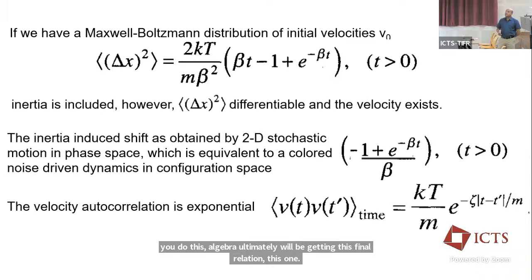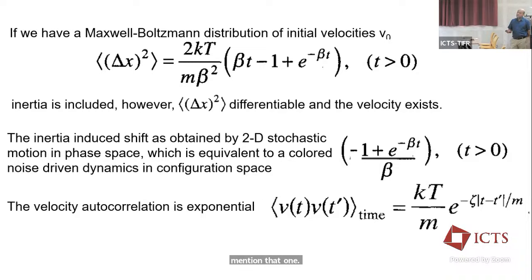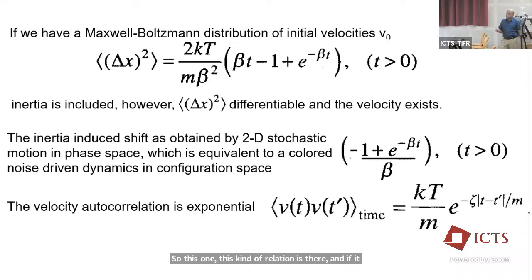Basically this: if this is at t greater than zero, this kind of relation is there, and if t is tending to zero, then you will be getting the t square dependence, because you need to expand this exponential function, and ultimately you will be getting the t square dependence.